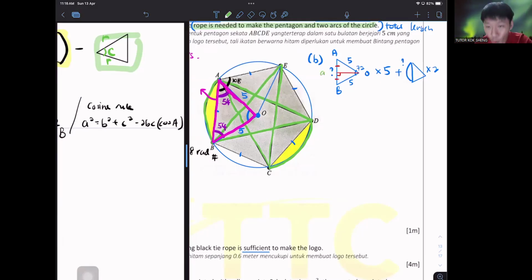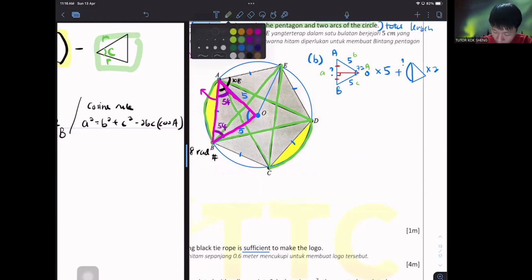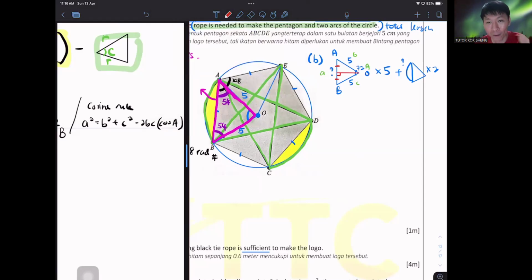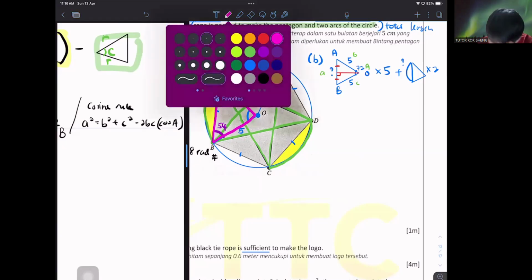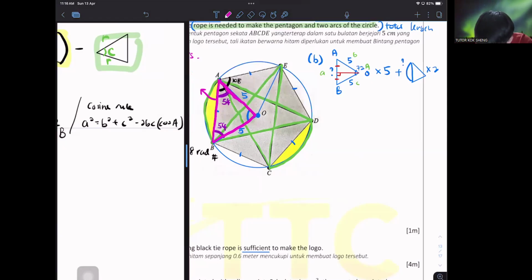If anyone going for the cosine rule, you can refer to the formula here. The small a will be the length you're finding now. 72 will be the big A, opposite, right? The rest of the two lengths will be the small b and small c. But yeah, I go for half. I go for SOHCAHTOA. Let's go.